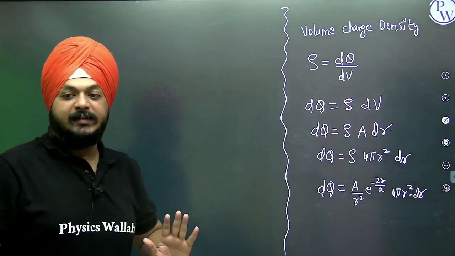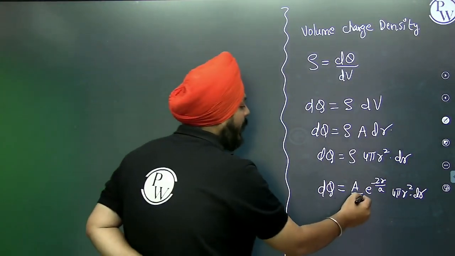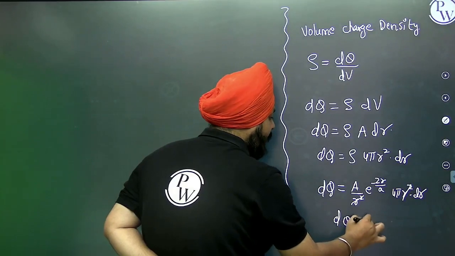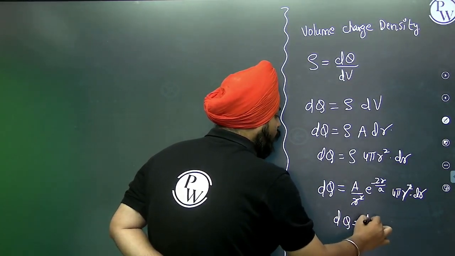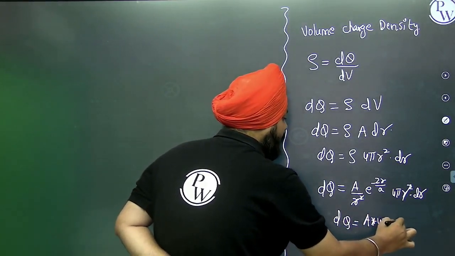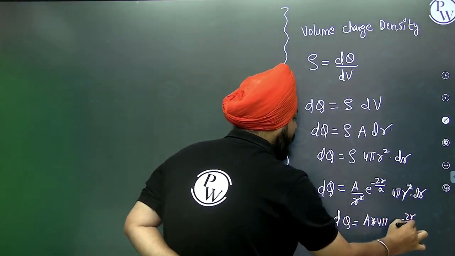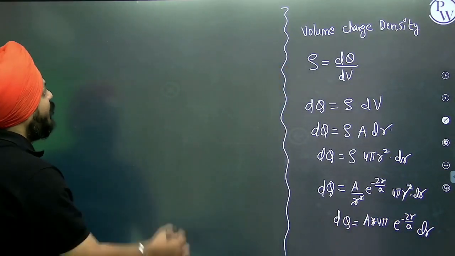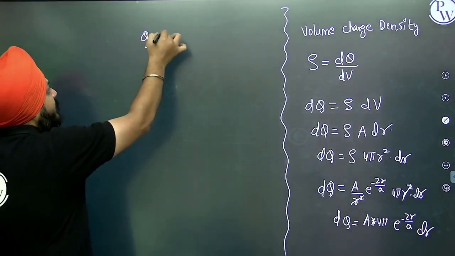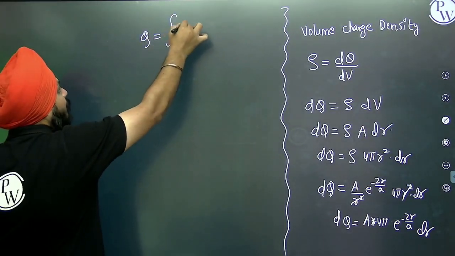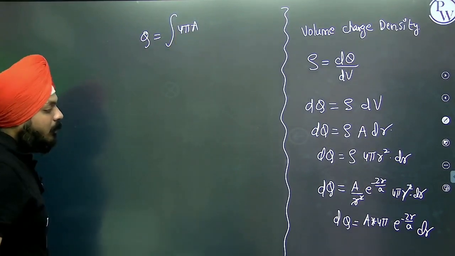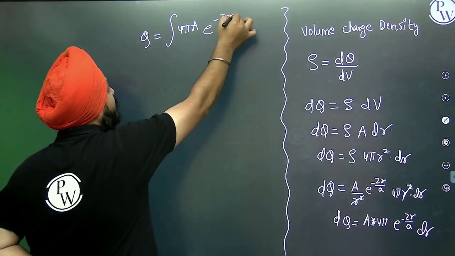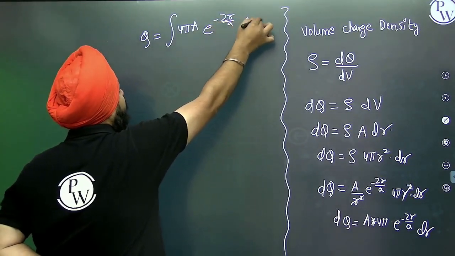See, I've replaced this equation. R square is going to get cancelled. You're going to get the equation dq by A, into 4 pi e raised to minus 2r by a, into dr. Let's integrate this equation. You are going to get q equal to the integration of 4 pi by A, e raised to minus 2r by a dot dr.